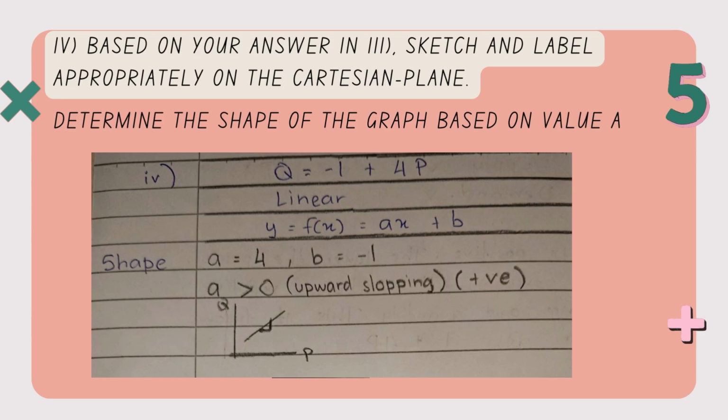The last question is, we have to draw a graph. But before drawing a graph, we have to find all the numbers that we are going to use to draw the graph. For the first equation, we should find the shape of the graph based on the value a. Now we know that Q equals negative 1 plus 4p is a linear equation. Now we have to find the value a from this equation, where it is 4. 4 is more than 0. It means this graph is going to be upward sloping, a positive graph.